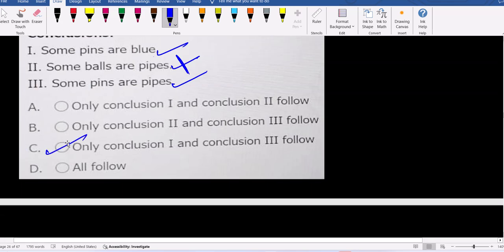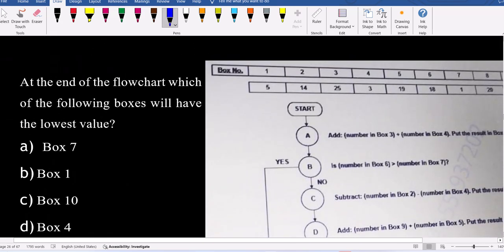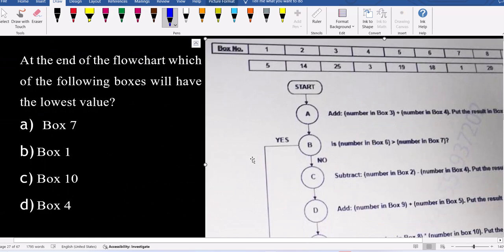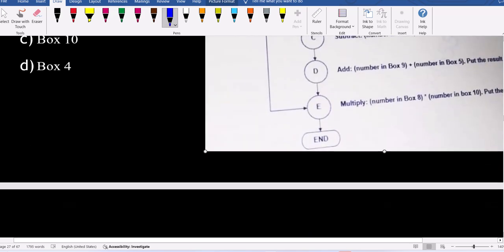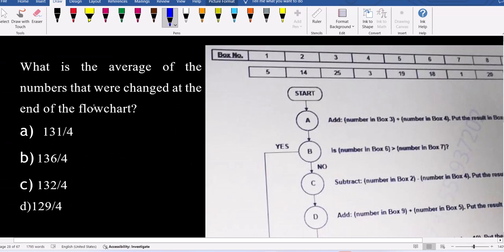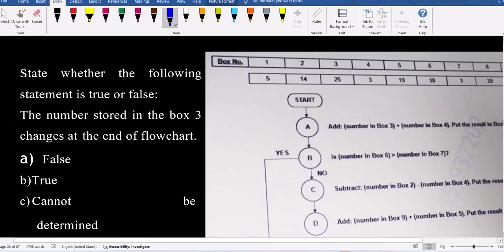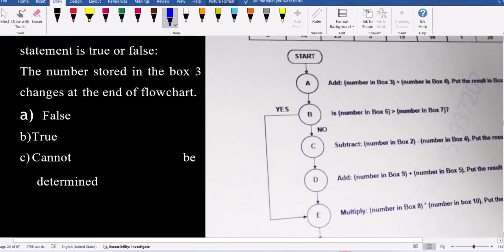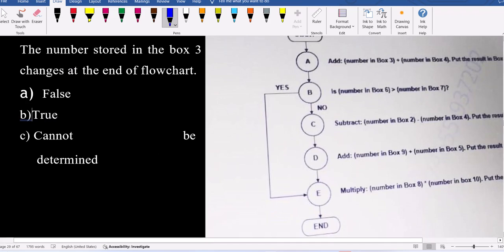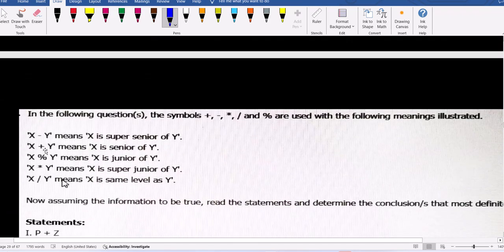Now again, flowchart. Okay, it may not be visible properly for you. Let me guide you in that direction. So lowest value at the end, that's one question. Then the average value of the numbers that were changed at the end of the flowchart, which are changed compared to the initial one. That average we need to take. Other one, the number stored in box 3 changes at the end of the flowchart. Okay, that's one other question. I think generally 3 questions will be given. These are those 3 questions.